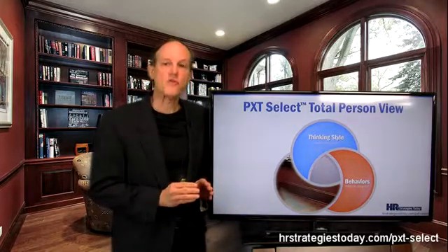Now, the PXT Select has a very unique approach to things. First of all, it measures the total person, and the total person is comprised of how somebody thinks, how they behave, which is different than their personality. A simple personality assessment isn't going to go into this depth. And the third thing is their interest. What are they interested in? And that gives us the total person.